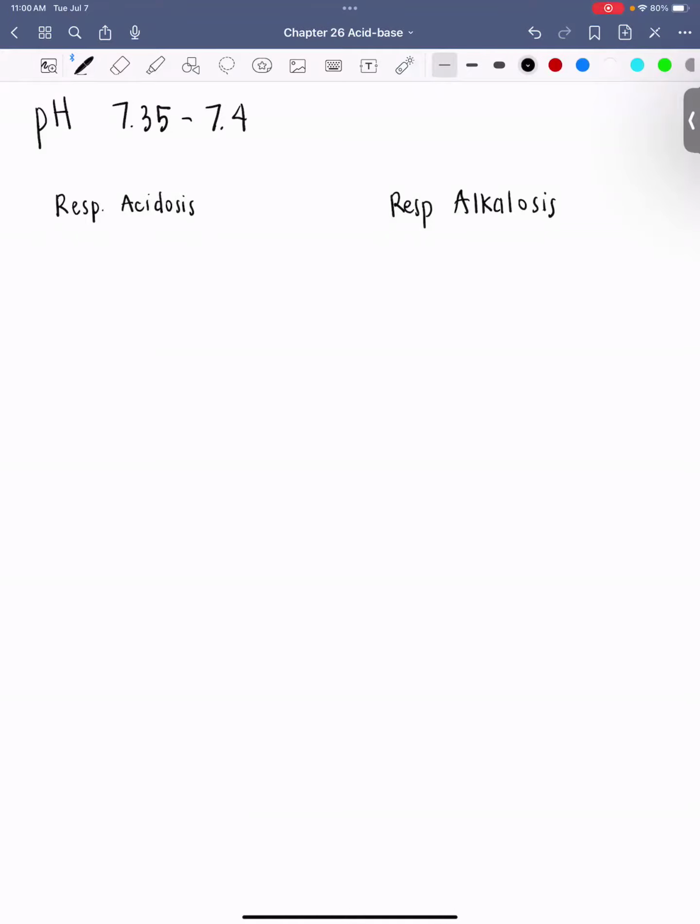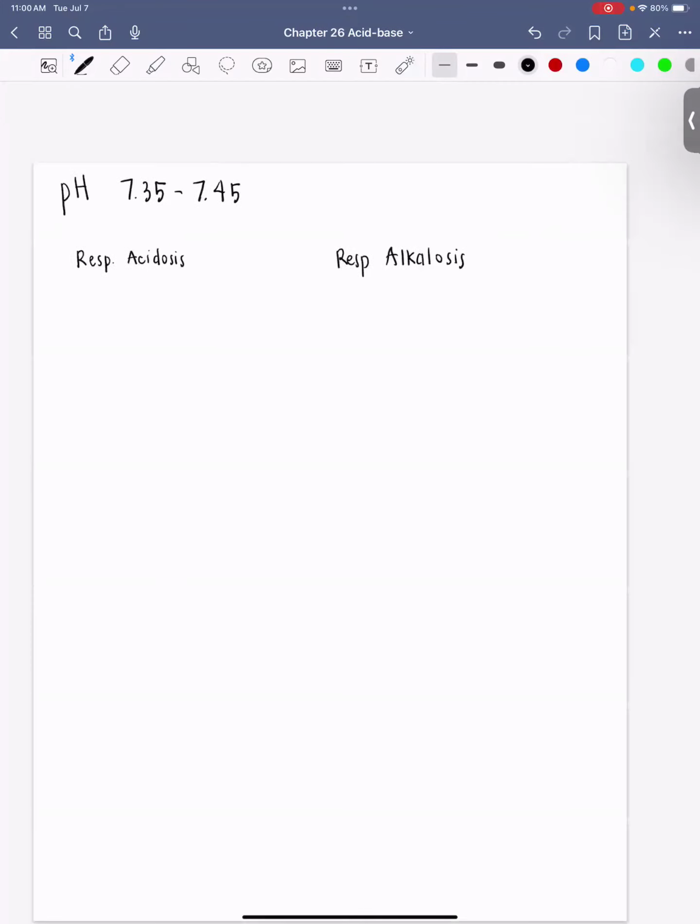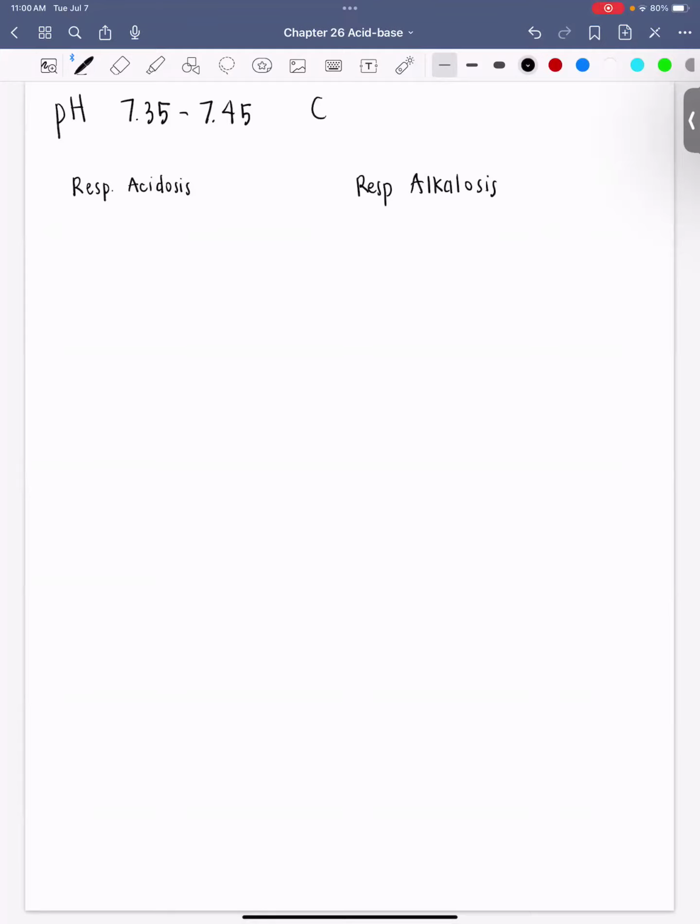So we're looking here at the pH of arterial blood, which ranges from 7.35 to 7.45. This is a very narrow range. 7.4 is average. Carbon dioxide, its partial pressure, is normally 35 to 45 millimeters of mercury. And then bicarbonate is normally 22 to 26. Units are milliequivalents per liter.